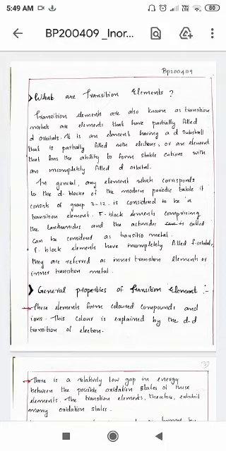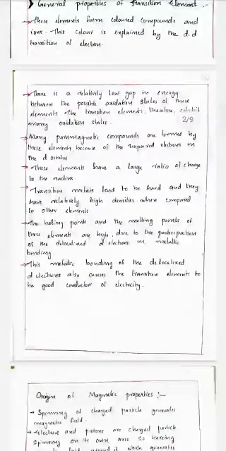Let's see the properties of a transition element. These elements form colored compounds, and this color is explained by the d-d transition of electrons. There is a relatively low gap in energy between the possible oxidation states of these elements, and therefore the transition elements exhibit many oxidation states.